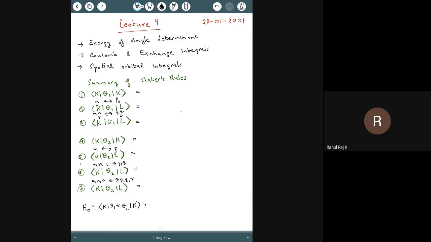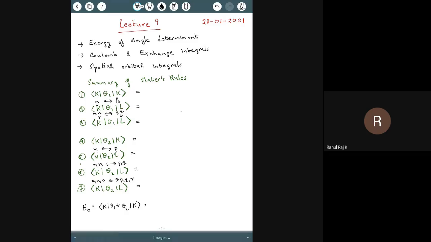So I'll do a little bit of summary of the Slater's rules first, and then we'll talk about the Coulomb and exchange integrals, what they mean. And then we will go from the spin orbital integrals to the spatial orbital integrals. So that is basically what I want to do today. So the summary of Slater's rules.